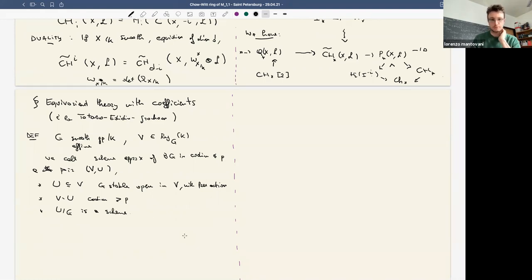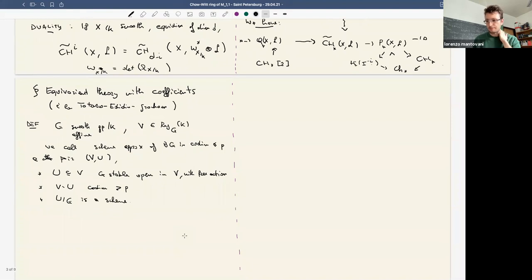Right, so once you have a scheme approximation like this, you can define very easily an equivariant theory. So if X, let's say, is a smooth G-variety, and L is a G-line bundle on X, or equivalently a line bundle on the quotient X mod G, which we always use in the form of, let's say, a stack.